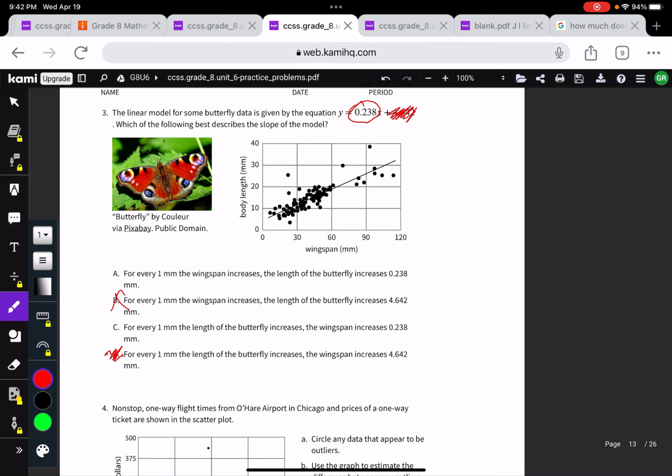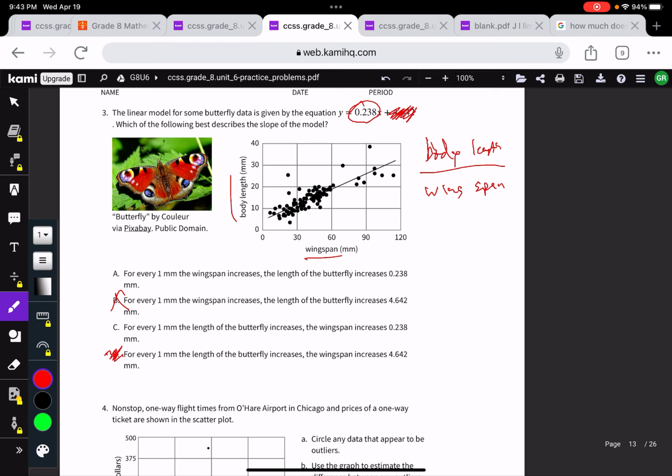Or for every 1 millimeter the length of the butterfly increases, the wingspan increases 0.238. I believe since we're doing body length, we're doing rise. Rise is body length divided by wingspan. Rise divided by run. This is the rise, this is the run. Body length divided by wingspan.